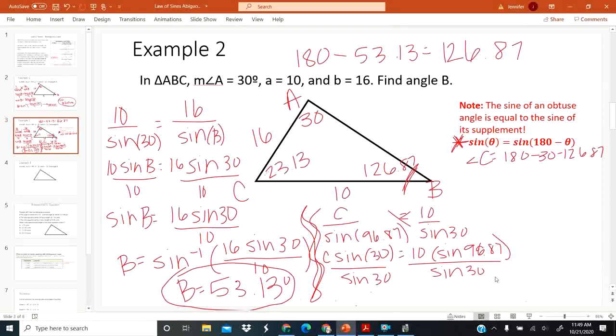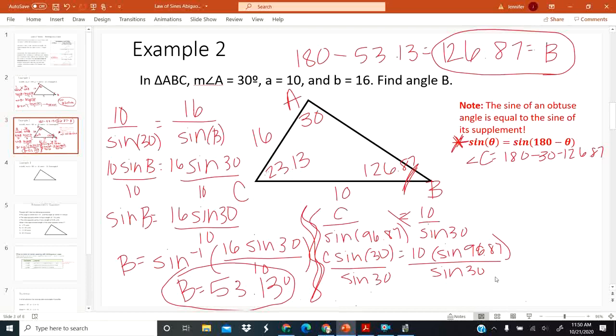So if we get an answer for angle C that's positive, then that means that the 126.87 does fit in the triangle. So an alternate answer for angle B is going to be 126.87 degrees. And that's going to be kind of how you check it. I'm going to show you another example where it's not going to work out, so you'll know when you only have one solution. But basically, if you have two solutions for an angle, it means that one of them is going to be the supplement of the other.